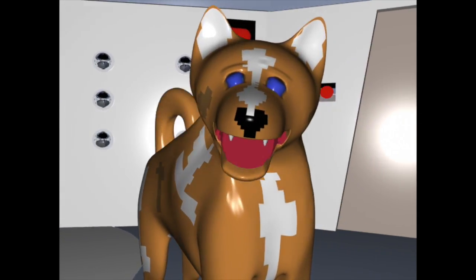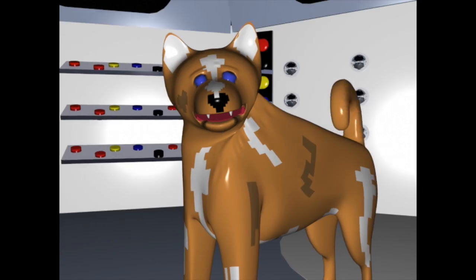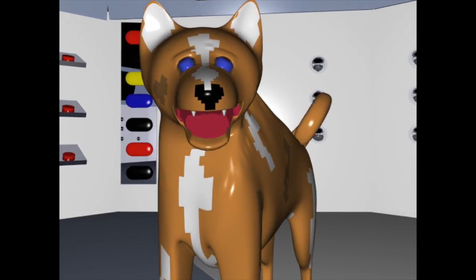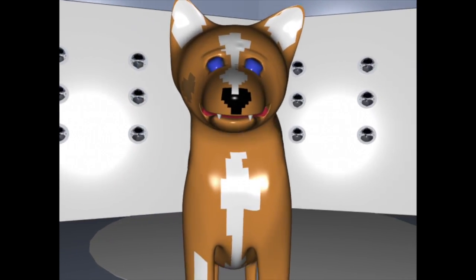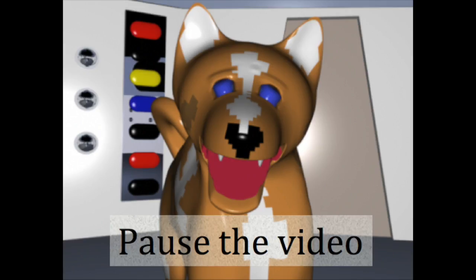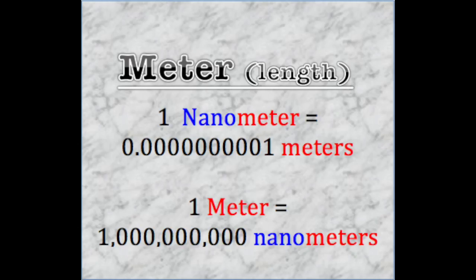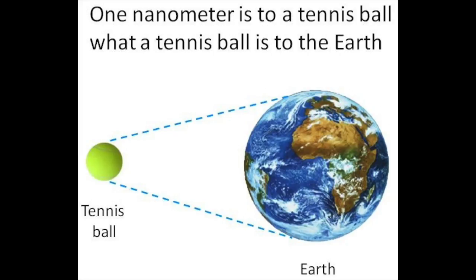But some things are even smaller than a millimeter. Pause the video and think about the smallest thing you can think of and how you would measure it. We might have to use the nanometer, which is 1/1000th of a meter. In other words, it takes 1 billion nanometers to make just 1 meter. In fact, 1 nanometer compared to a tennis ball is the same as a tennis ball compared to the Earth.